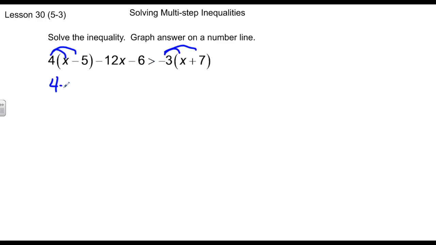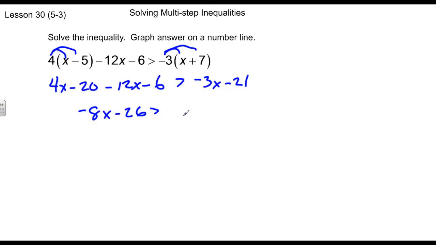So I have 4x minus 20 minus 12x minus 6 is greater than -3x minus 21. I'm going to combine like terms on both sides of my equation. I have a -8x on my left minus 26 is greater than -3x minus 21. Now I have a personal preference. I like to keep my x values positive so I don't have to worry about reversing the inequality.